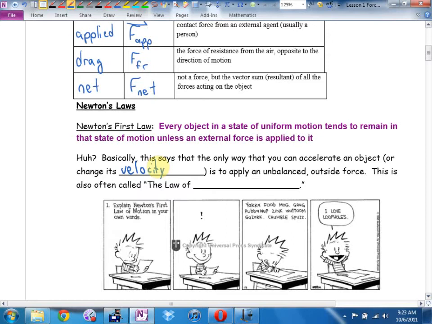This is often called the law of inertia.